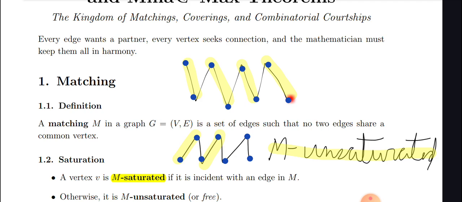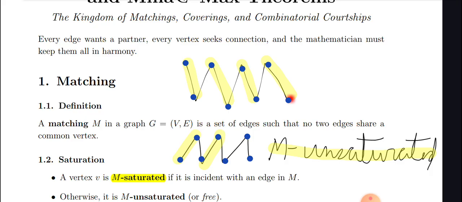The point is, if your matching is only the single edge V2V3, is that matching maximal? Oh, I see. Yes, it is. I can't add any single edge to the set without breaking the rule. I'm stuck. You're stuck at size 1. You cannot add any single edge. But we already know that size 2 is achievable, so the matching V2V3 is maximal, but it is not maximum. And that distinction is exactly why we need more powerful tools.